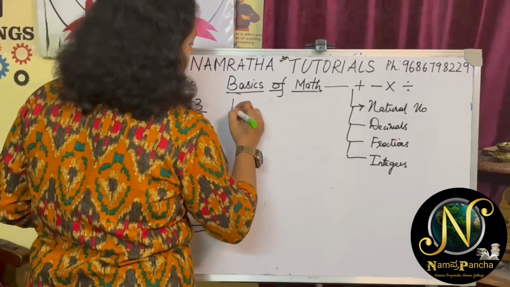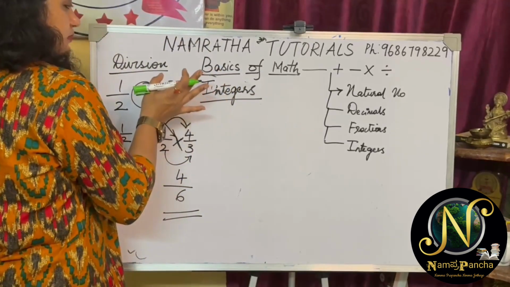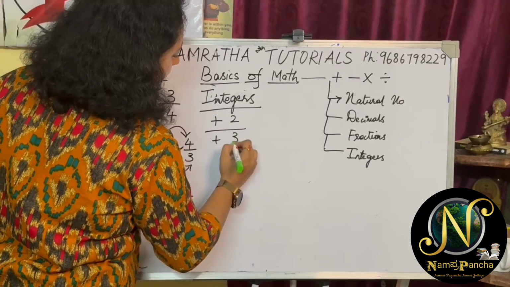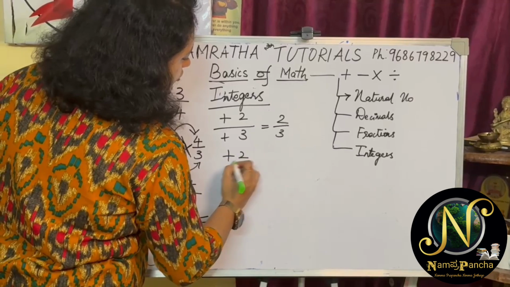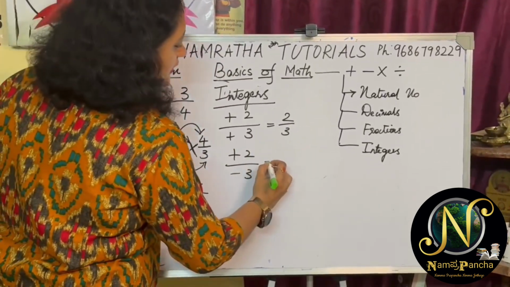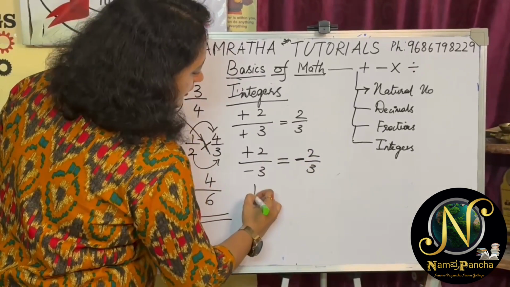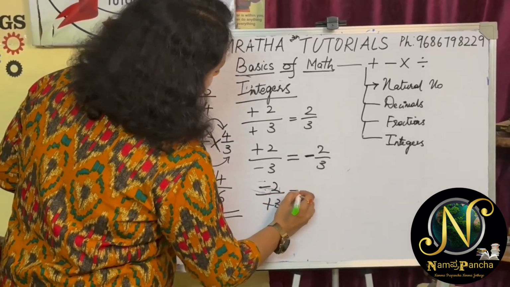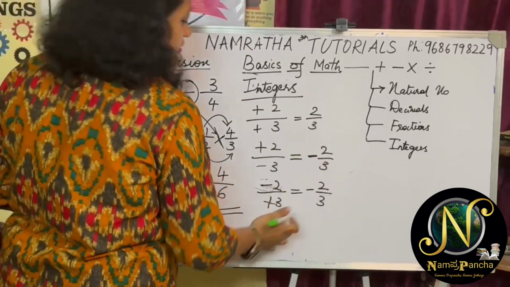Same way, integers. For example, there are 4 cases in this. When both are plus, I'm dividing 2 by 3, both are plus, so the answer will be 2 by 3 only. Same way, plus 2 by minus 3. If I'm dividing two integers, where one is plus and one is minus, the answer will become minus. So it is minus 2 by 3. Numerator is minus and denominator is plus. Then also the answer will become minus, because if any one of them is minus, the answer is minus only.